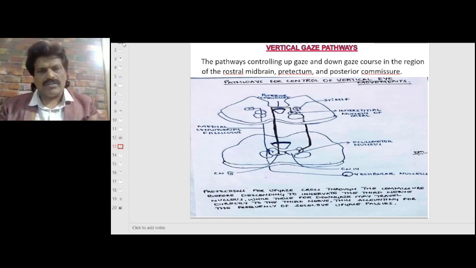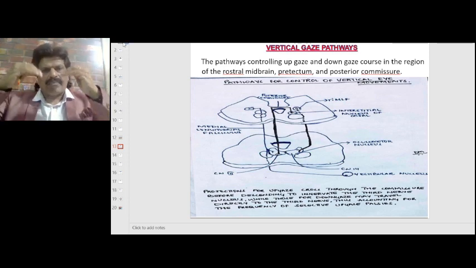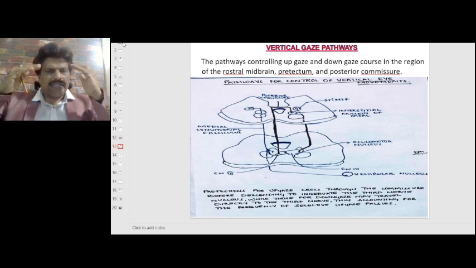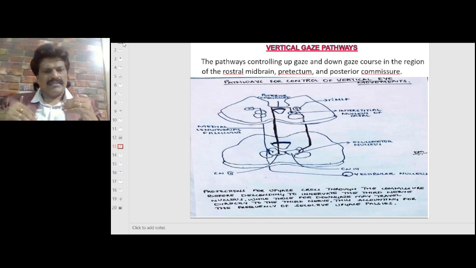These are all about the horizontal gaze. Now we'll talk about the vertical gaze pathways. The pathways controlling up gaze and down gaze course in the region of the rostral midbrain, pretectum and the posterior commissure. So pathways for the control of vertical eye movements are in the midbrain. The pathways controlling the horizontal gaze are in the pons. Very important, vertical gaze we have up gaze and down gaze.